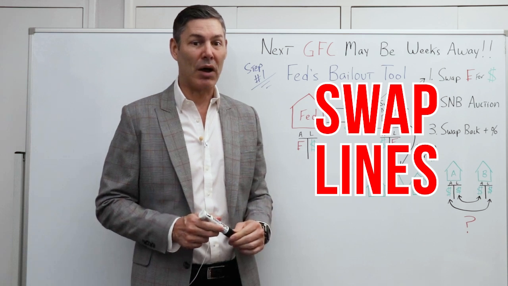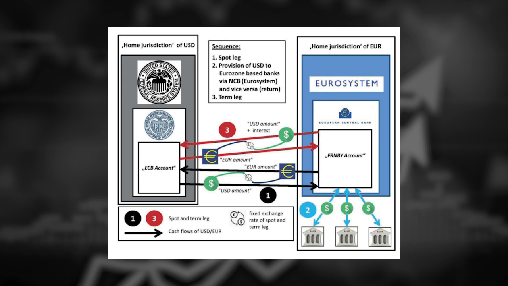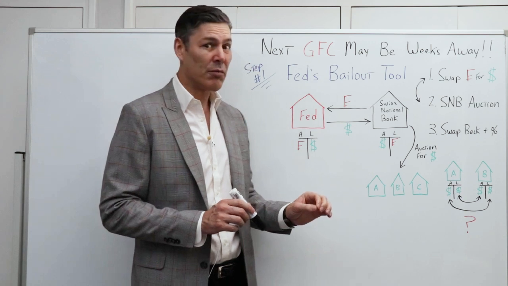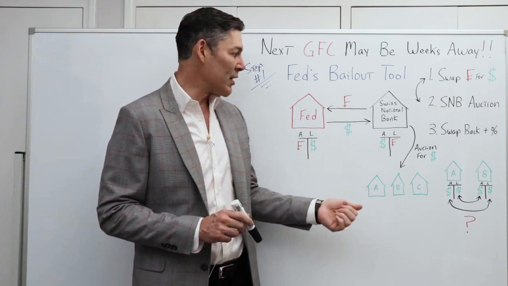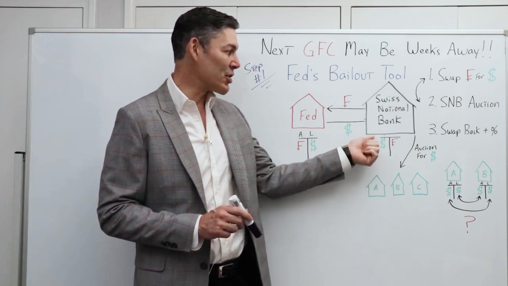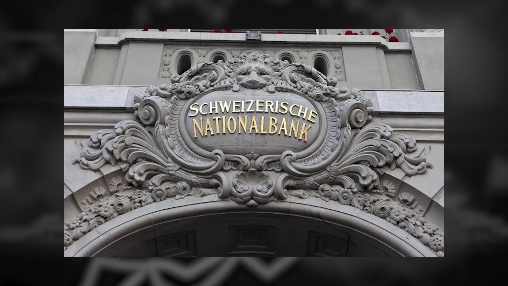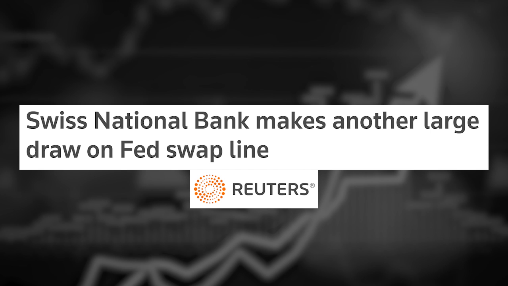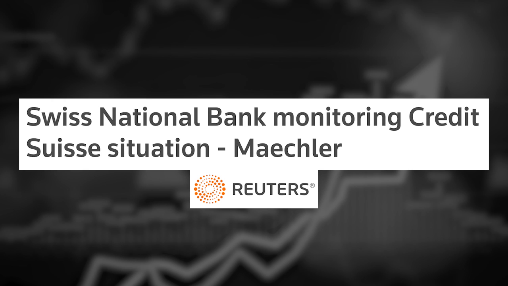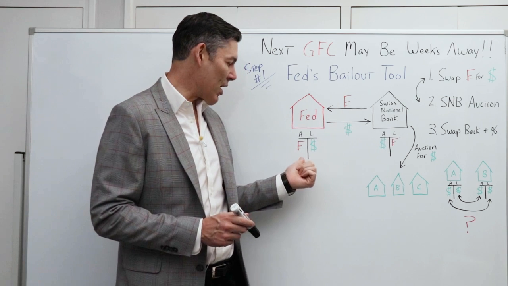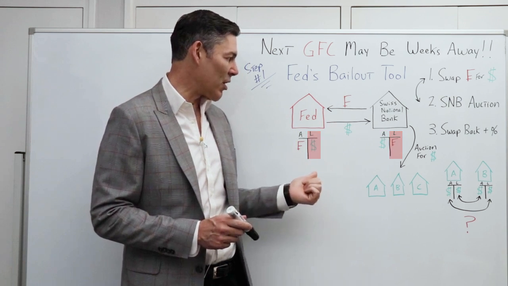This would be swap lines. So how do swap lines actually work? It's pretty simple, actually. We've got the Fed. In this case, we've got the Swiss National Bank. They have been in the news a lot lately, especially for Credit Suisse. More on that in just a moment. But we've got the balance sheets here. Assets on the left, liabilities on the right.